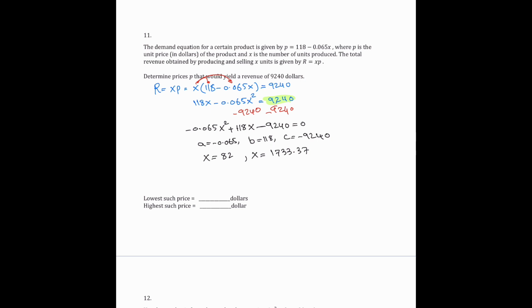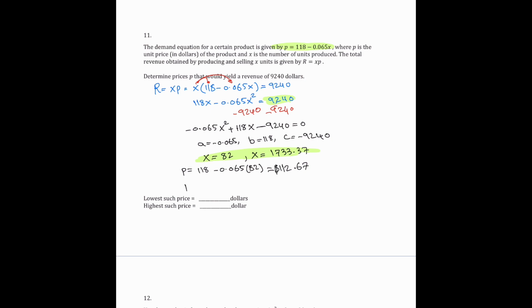Now, x is the number of units produced, and we would like to find the price that yields this revenue, which means we're going to plug these two numbers into the price equation. Here is the price equation to figure out the price. So the first price is going to be 118 minus 0.065 times 82, and it's going to be approximately $112.67.